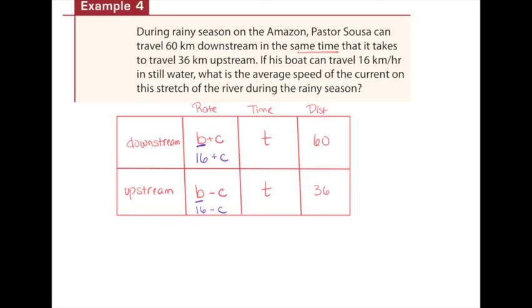All right. So for this first one, I'm going to have my rate times my time. My time, I don't know, but I know that it's t. If I multiply by a group, I need to put parentheses. That should be equal to my distance. Well, I know my distance downstream is 60. All right. The next one, time times the 16 minus the current, and that is going to equal 36.